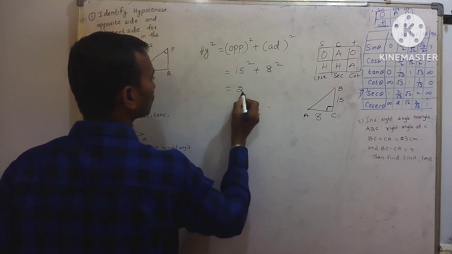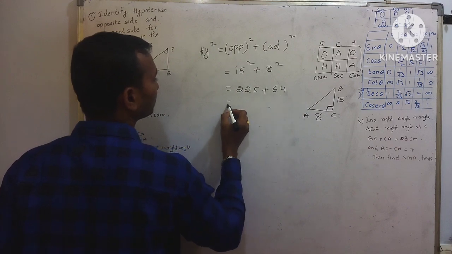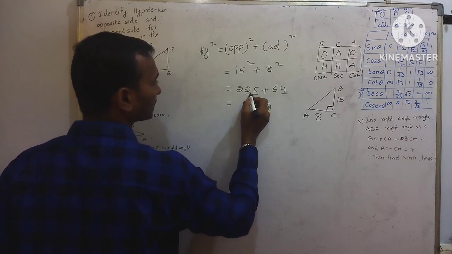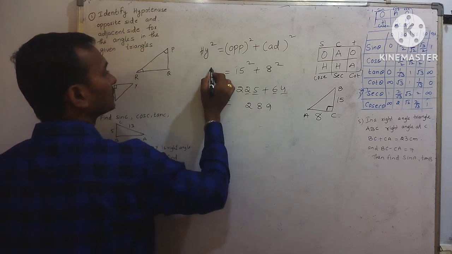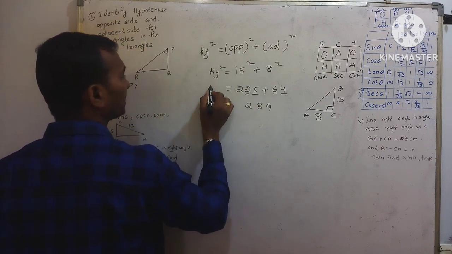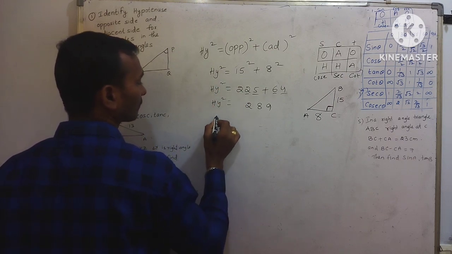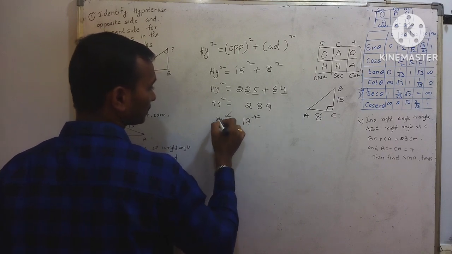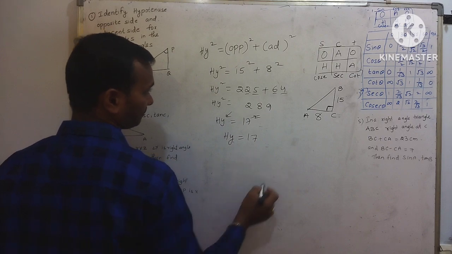15 square is nothing but 225. 8 square is nothing but 64. Now do this addition: 5 plus 4 is 9, 6 plus 2 is 8, so we are getting 289. 289 is nothing but 17 square. Square and square cancel, so hypotenuse will be 17.